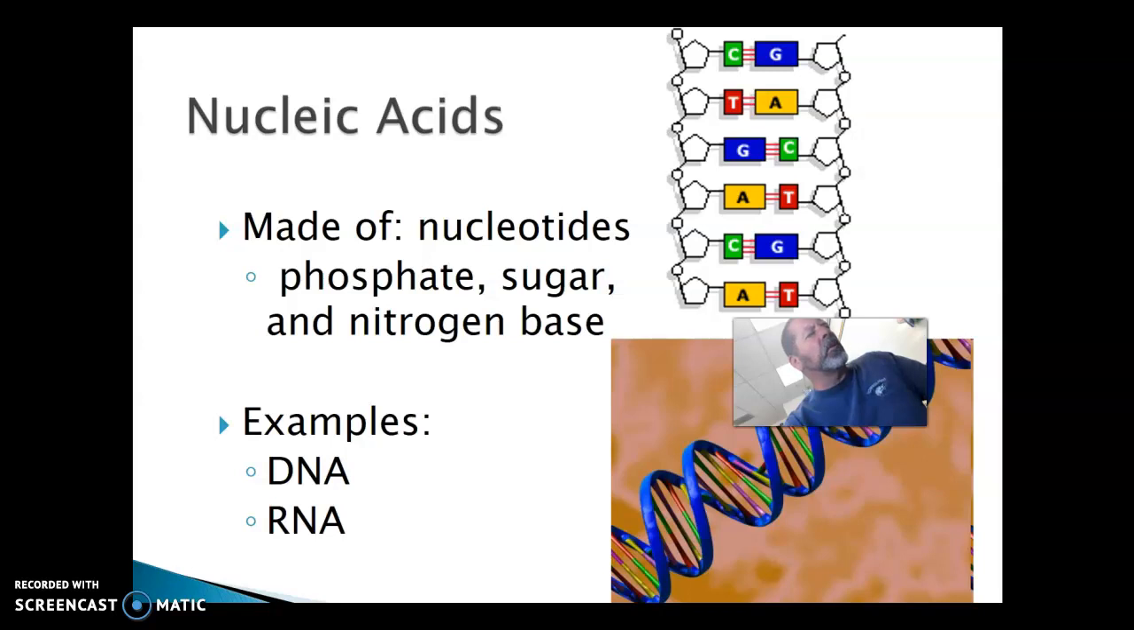Nucleic acids being the last one that we're going to talk about. Deoxyribonucleic acid, the DNA that makes up the chromosomes in your cells. You get 23 chromosomes from your mom, 23 from your dad, like a slinky, and those are made of DNA.